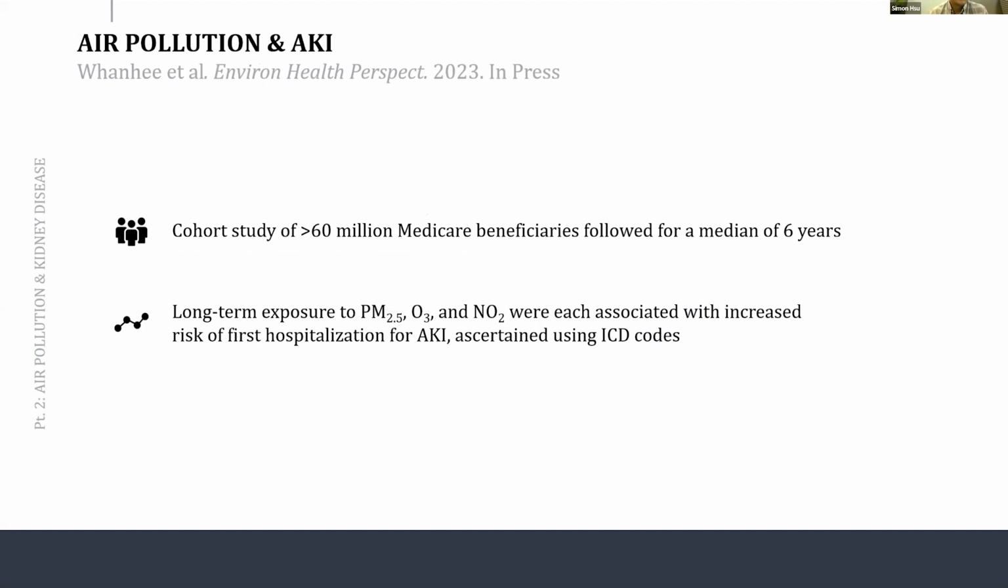And that leads us to air pollution and AKI. This is one of the newest developments in the field. Wan He and colleagues in Environmental Health Perspectives, this is an article that's in press, did a cohort study of over 60 million Medicare beneficiaries that were followed over a median of 6 years. What they found was that long-term exposure to fine particulate matter, ozone, and nitrogen dioxide were each associated with increased risk of first hospitalization for AKI. This was ascertained using ICD codes. And so it really expanded the harmful effects of air pollution on the kidney to perhaps include acute kidney injury.